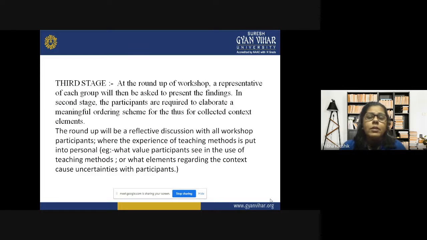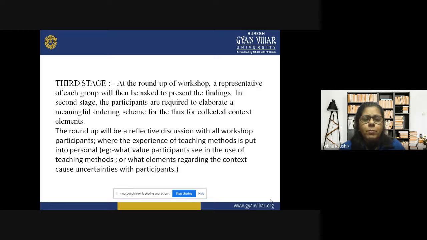Third stage, at the round up of the workshop, a representative of each group will be asked to present the findings. At the round up of the workshop, every group that has been formed will choose a representative, and that representative is asked to present the findings of their particular group on which they have worked. In the second stage, the participants are required to elaborate a meaningful ordering scheme for the collected text elements.